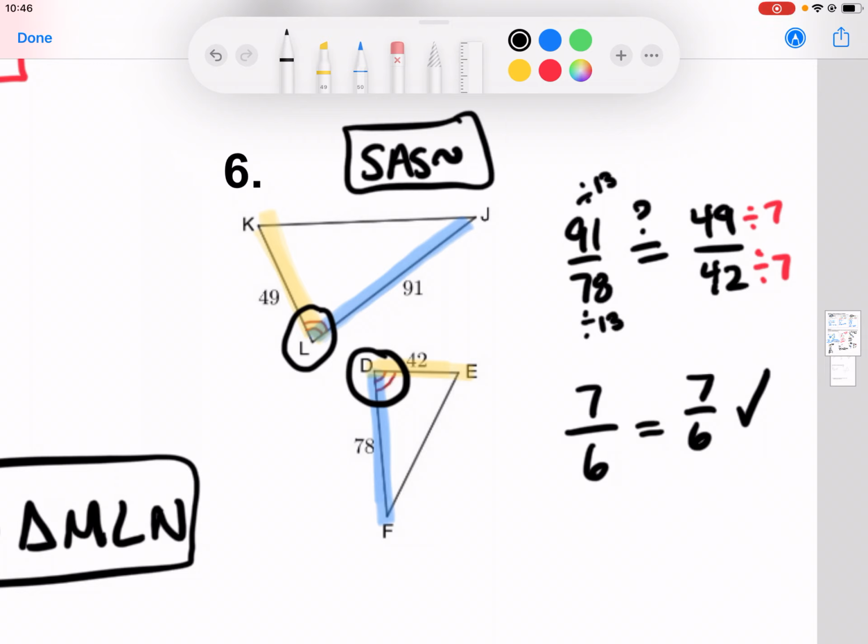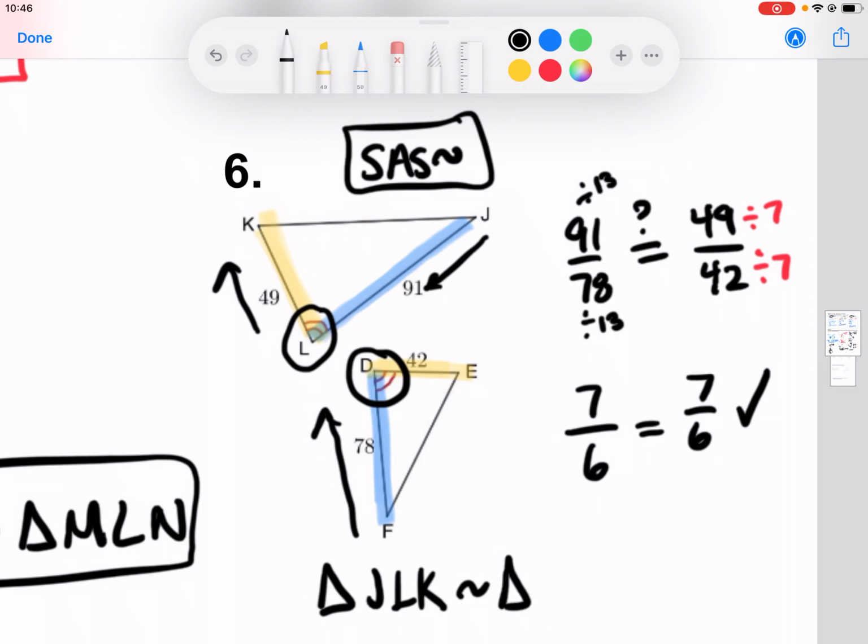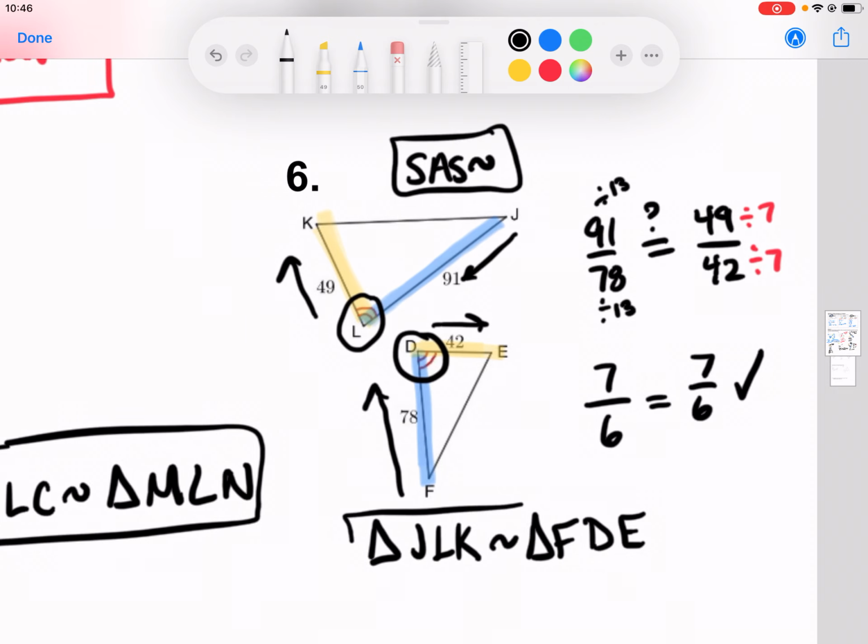And we're going to go ahead and write our similarity statement. So triangle JLK. So I went this direction. I started with J, so the one that's going to map with J is F. So I'll do triangle FDE, like so. And there would be your similarity statement.